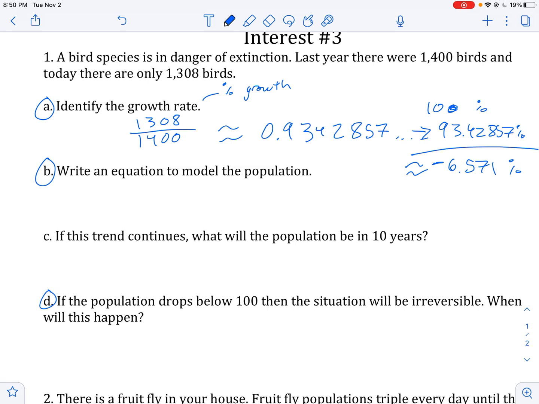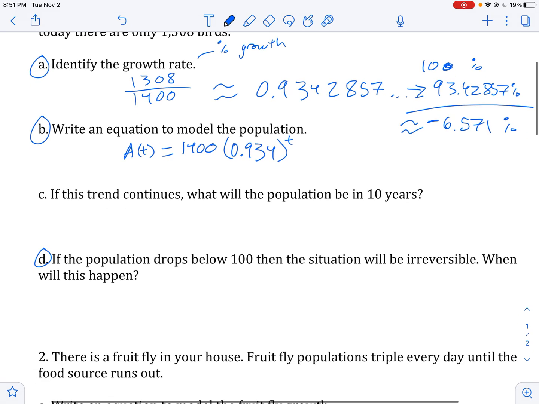All right, B. Write an equation to model the population. Well, easy peasy, right? We got the amount of birds left, and we can even turn this into a function. A of t. And we got our principal amount, which was 1,400 birds at the start, so 1,400. And then in the parentheses, at the top here, we got t for years. And then what goes in there is what percent is left over. Don't put the dead things in your equations, put the alive things. So we're actually just going to take this and put it in here, but let's round it off. So we got 0.934. We'll do third decimal place. So now we got an equation. It models it. There's about 93.4% of the birds left each year. And we're going to go with D.